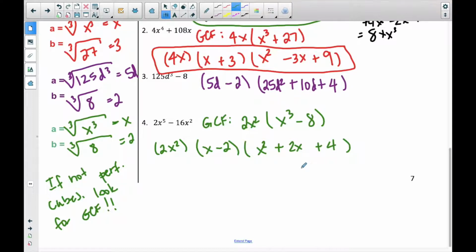I know it looks like one. It's close, but that middle term is only half of what it needs to be in order for it to be a perfect square trinomial. So we're going to stop there. We're done. Okay, let's turn the page.